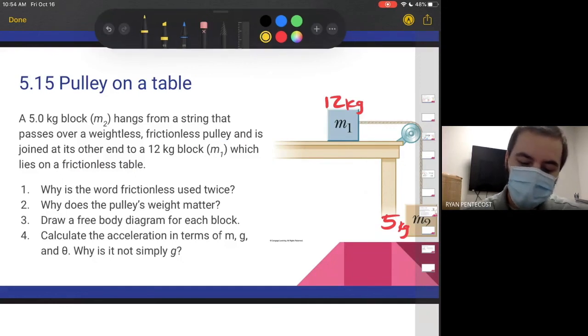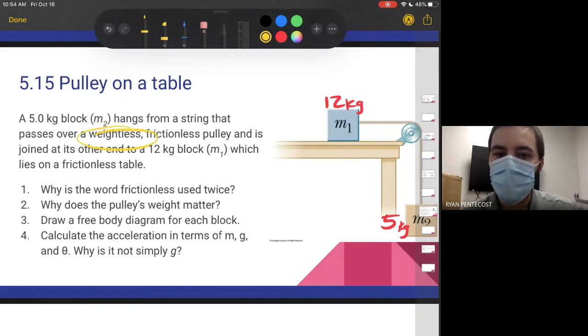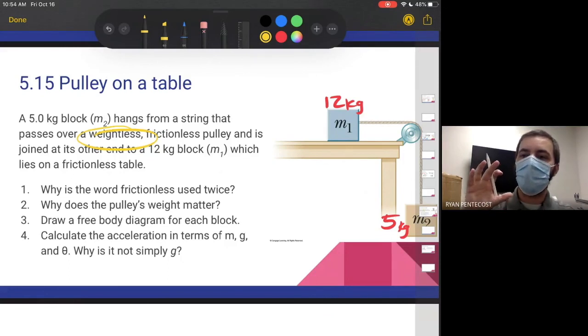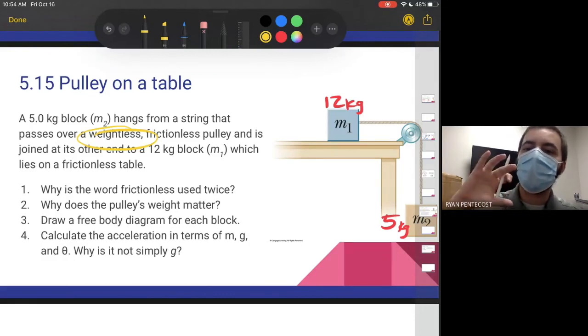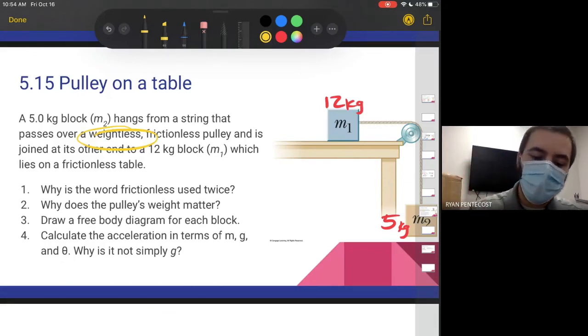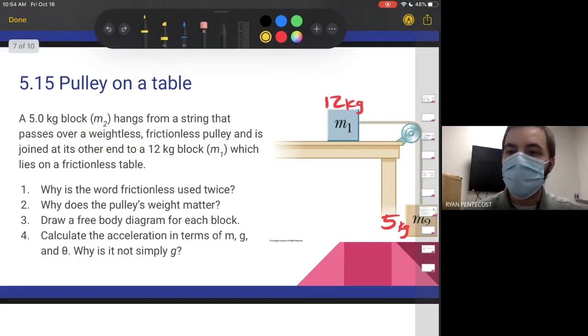Next, why does the pulley's weight matter? So we also have a weightless pulley. Very important, because that pulley actually has mass in real life, right? In reality, that pulley has mass, and it actually takes some effort to rotate something that has mass. Whether there's a lot of friction in those bearings or not, it still takes effort and force to cause something to start rotating. And when we look at rotating objects that have mass, we will call that moment of inertia. But that's something that we will go over much later in the course.